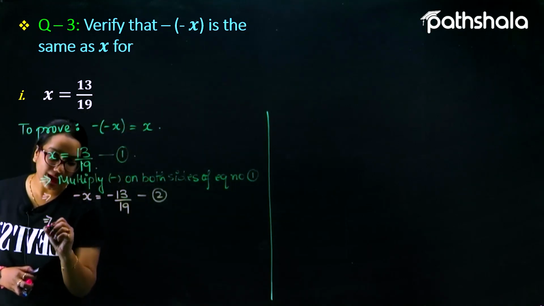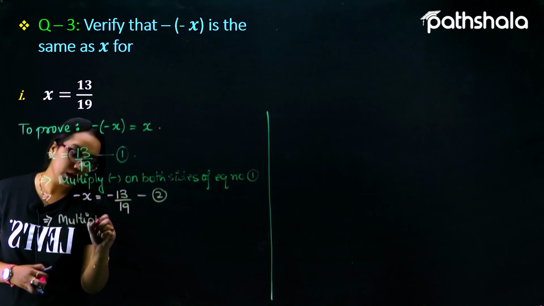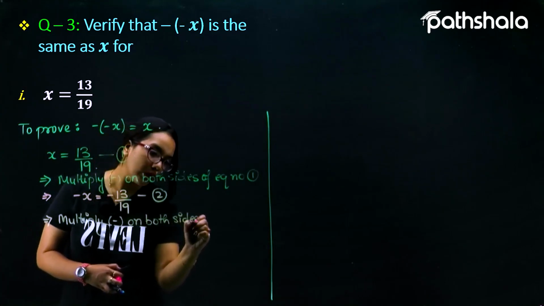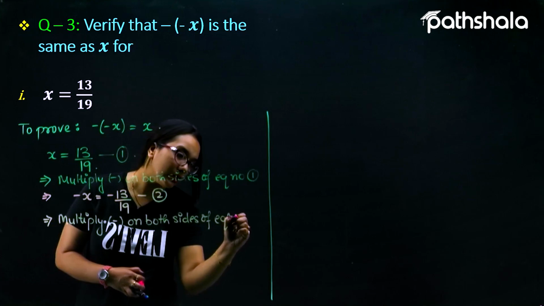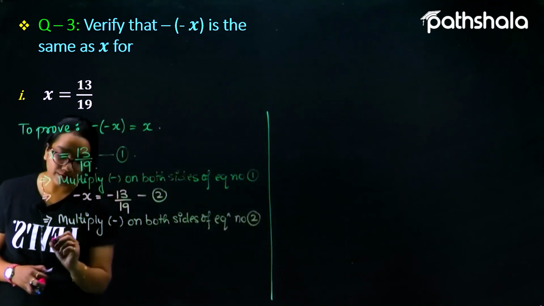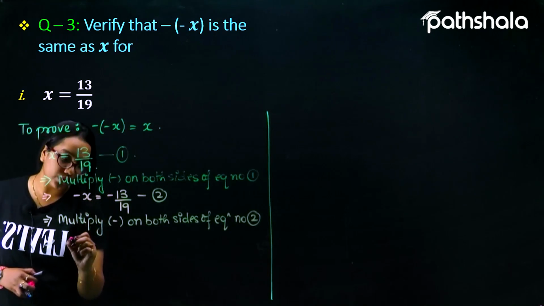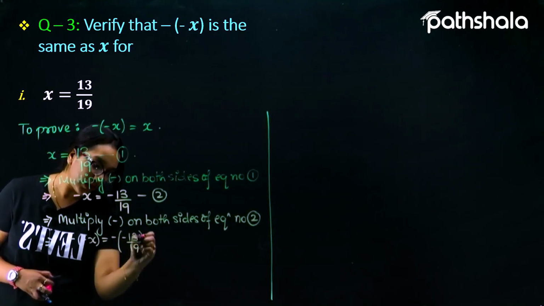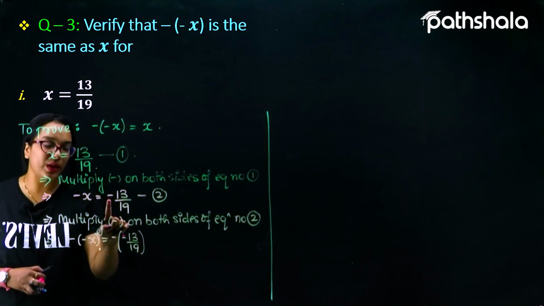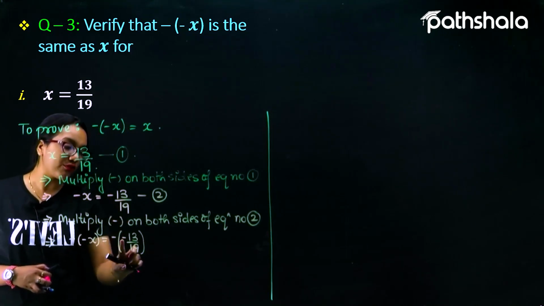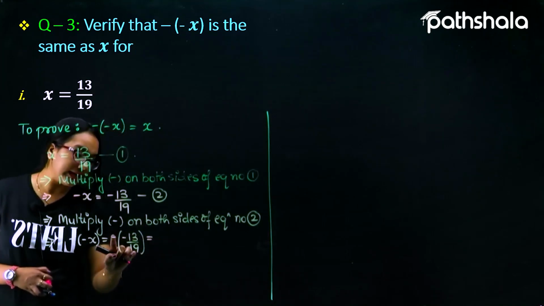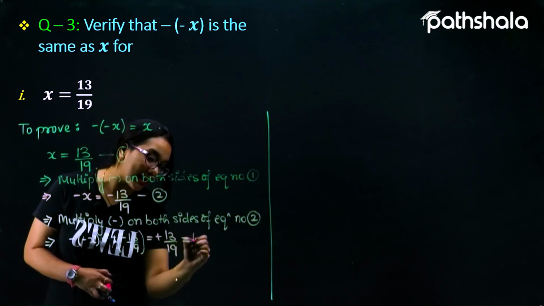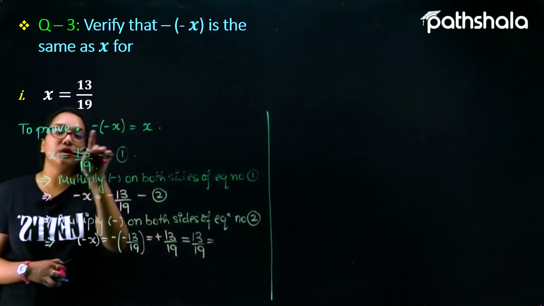So again we have to multiply negative on both sides of equation number 2. When we multiply negative on both sides, we get negative of negative x, which is equal to negative of negative 13 by 19, because we have to multiply negative over here and over here as well. So we solve it as negative times negative, positive. So this is positive 13 by 19, which is the same as 13 by 19, which is nothing but equal to the value x.